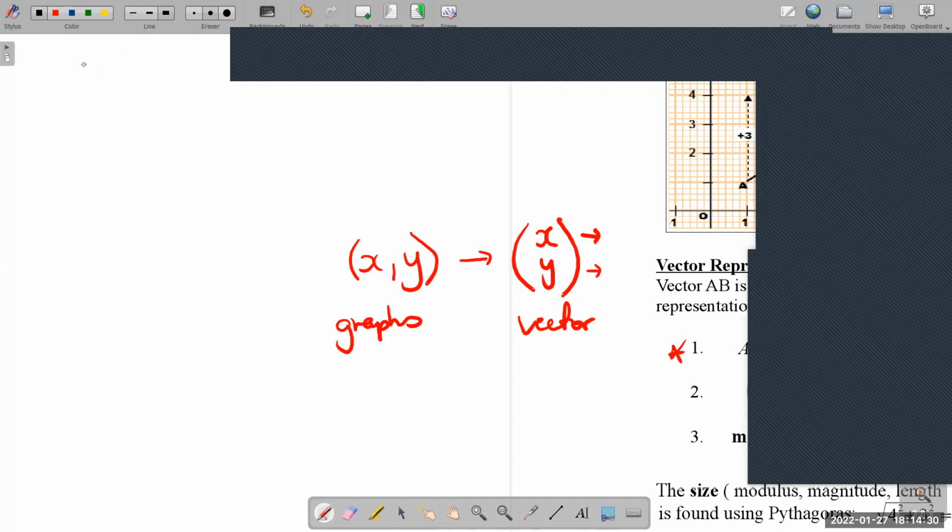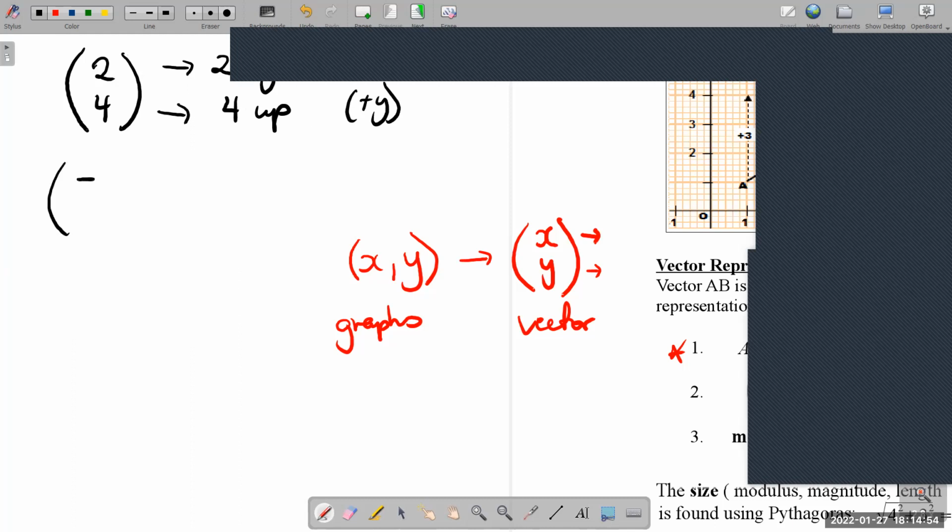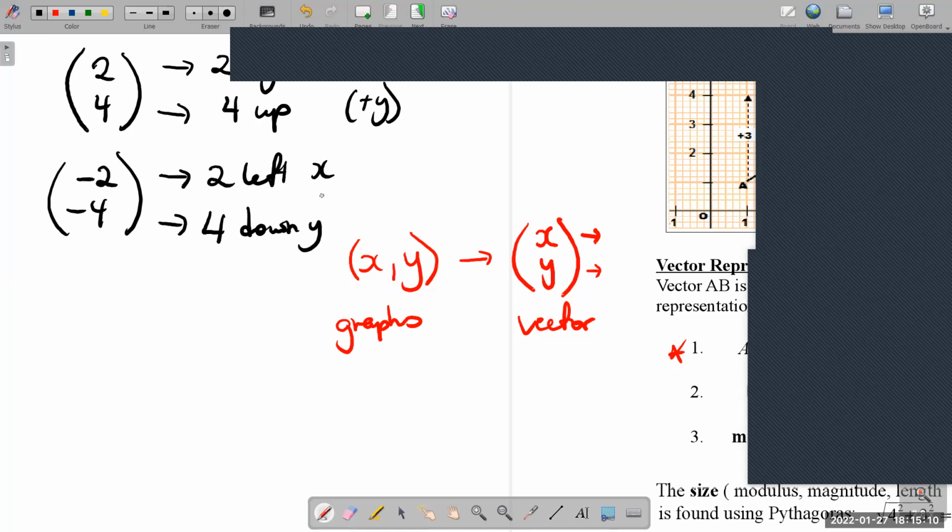So I just want to highlight something quickly. Let's say I give you this vector, 2, 4. What does this vector tell us? This vector tells us that we move 2 times to the right, 2 boxes to the right, because it's a positive X. Everybody following me so far? And this 4 tells us we move 4 spaces upwards because it's a positive Y. But if it was -2 and -4, what direction would we move in? This would put us 2 to the left on the X, and -4 would give us 4 down on the Y. Everybody with me so far?